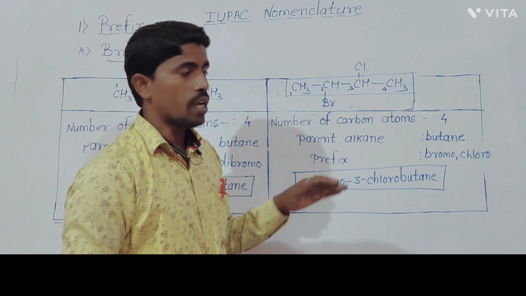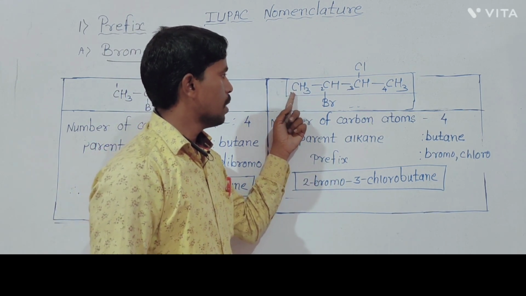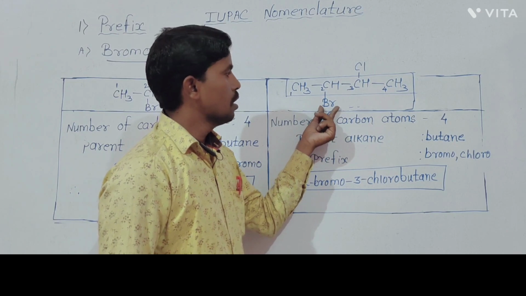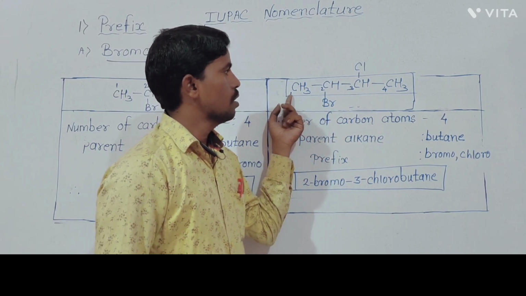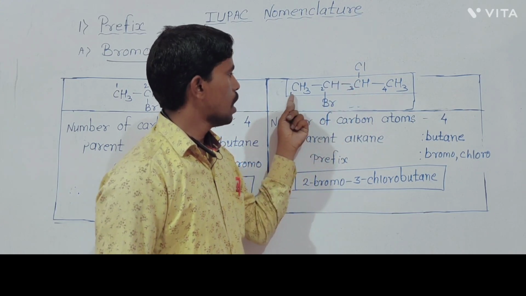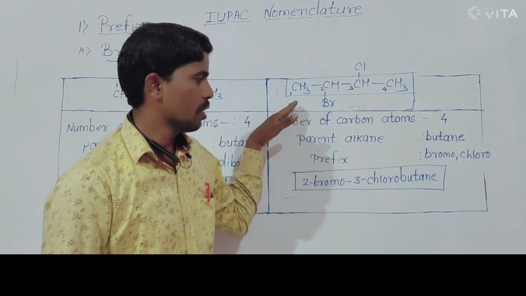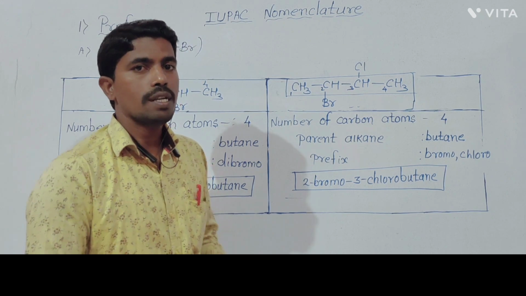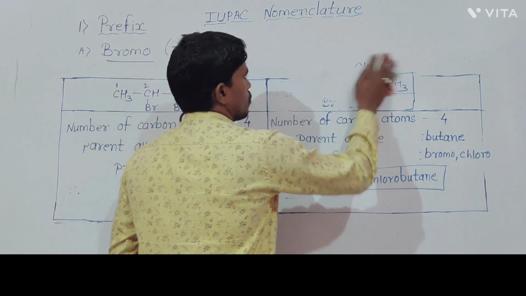Here I have started the numbering from this terminal carbon atom because bromine is closest to this first and B comes first before C. Therefore, start the numbering from this side. Okay. So after this we will see the next example.